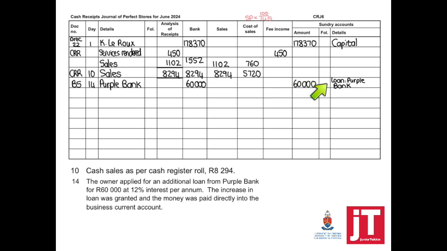Why? Because of loan Purple. That's the details. Please note that the 12% interest per annum is just telling you the interest that you are going to pay on this loan. But the amount that you applied for that was paid into your bank account was $60,000.